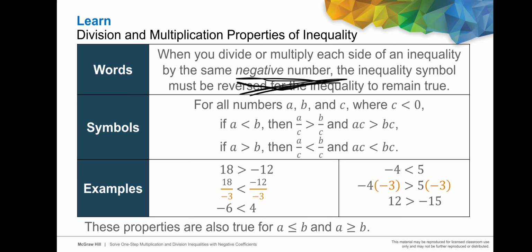If it's greater than, it will become less than. And if it's less than, it will become more than. So when you divide or multiply the variable or the coefficient when it's negative, you have to divide or multiply by a negative number. You have to reverse, or let's say flip, the sign from greater than to less than, and from less than to greater than.